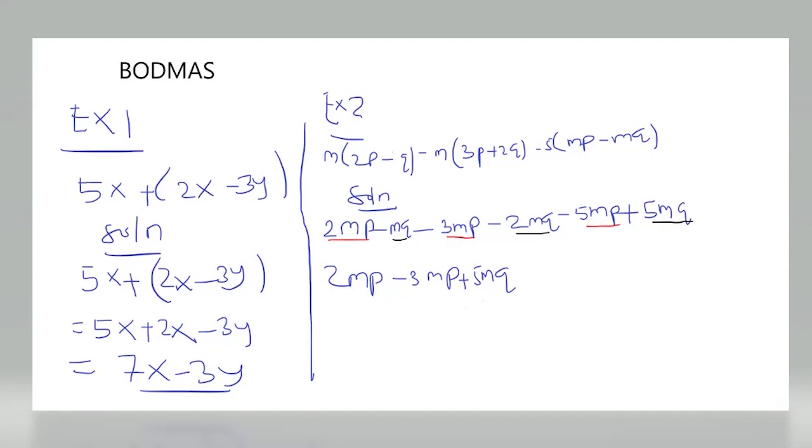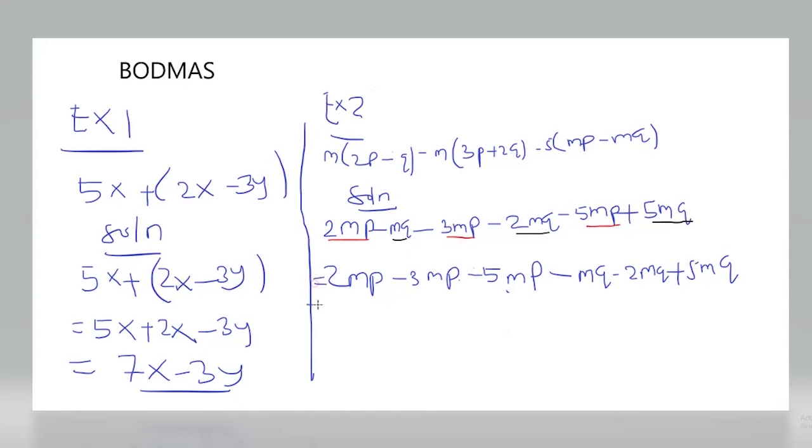Sorry, okay, minus 5mp. Then minus mq, then minus 2mq, then plus 5mq.